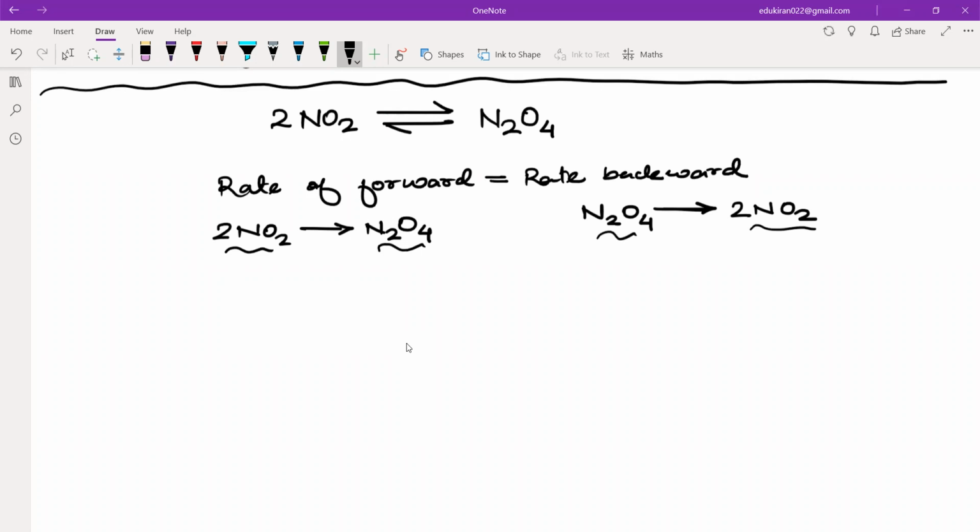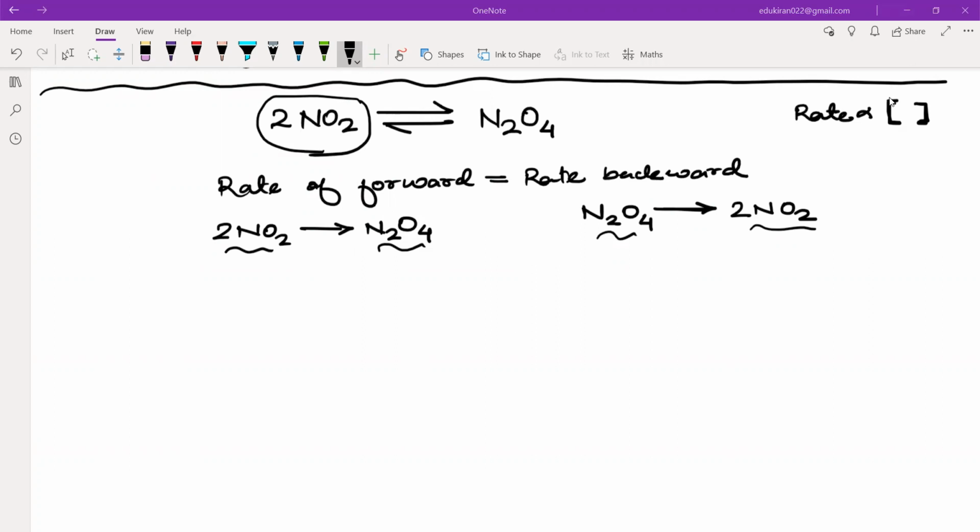Now, can I say that the rate of forward reaction will depend on the concentration of the reactant? If there is more reactant, that means the forward reaction will be faster. Yes or no? Can I say that the rate is directly proportional to the concentration? Yes, sir. Yes, we can say that. The rate is directly proportional to the concentration.